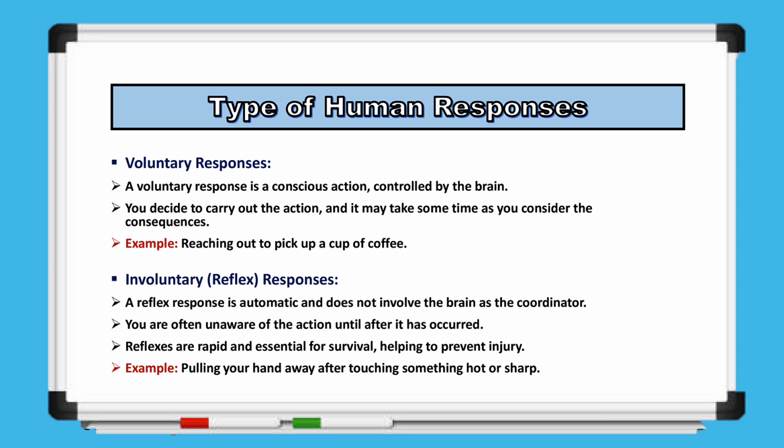On the other hand, involuntary responses, also called reflex responses, happen automatically and do not require the brain to coordinate them. You often become aware of the action only after it has occurred. These reflexes are very fast and are essential for survival, helping to prevent injury. For instance, pulling your hand away after touching something hot or sharp is an involuntary reflex.